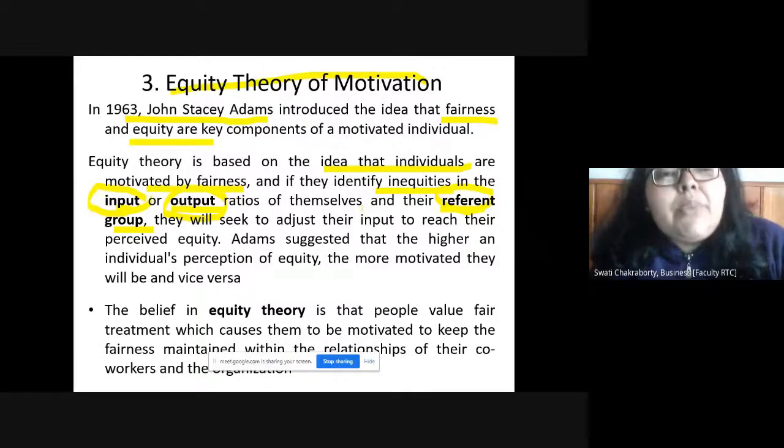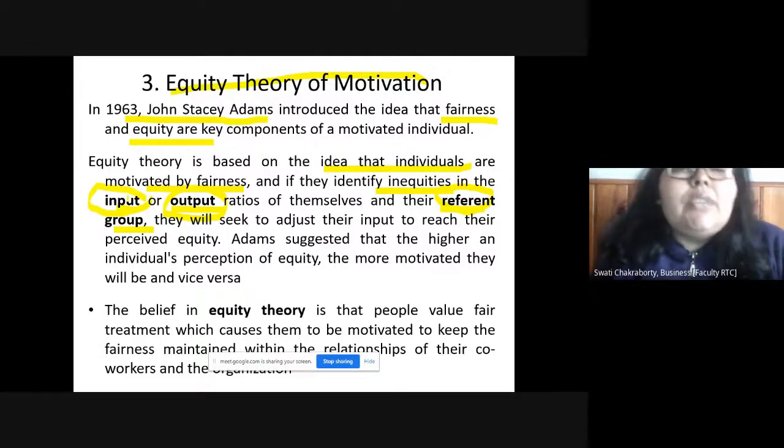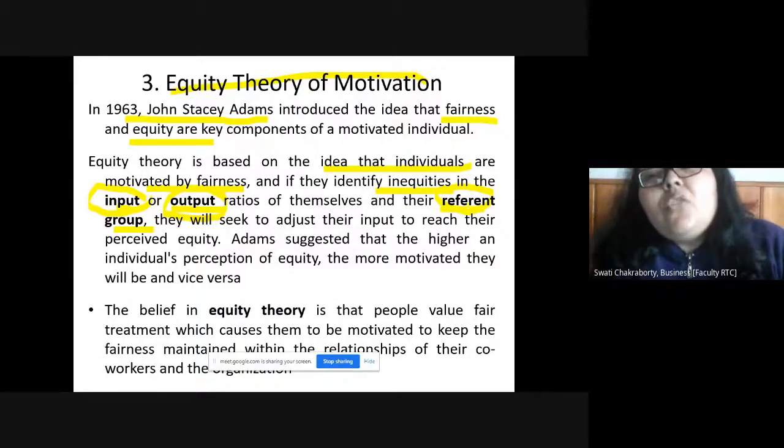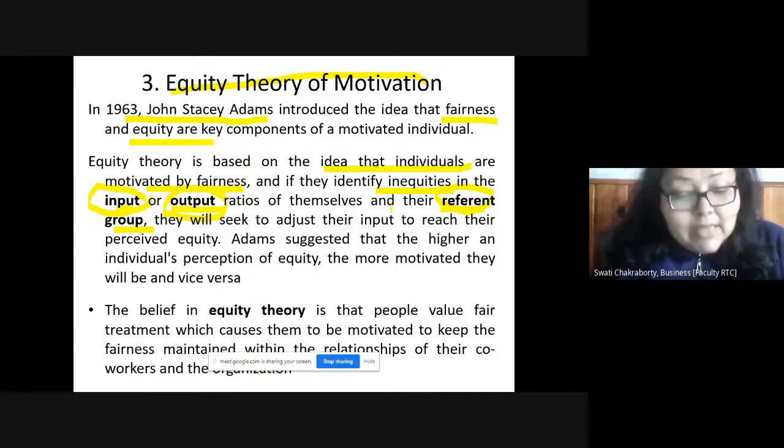So the equity theory actually talks about the ratio of how much effort you're putting in to get the desired level of outputs. And when you're talking of that desired level of outputs, you are comparing it with someone else who has either done better than you, or who has not done so well, or against some specific standards that we have. Okay, so here, every employee wants fair treatment.